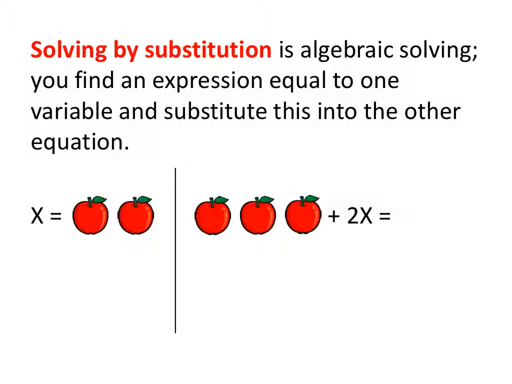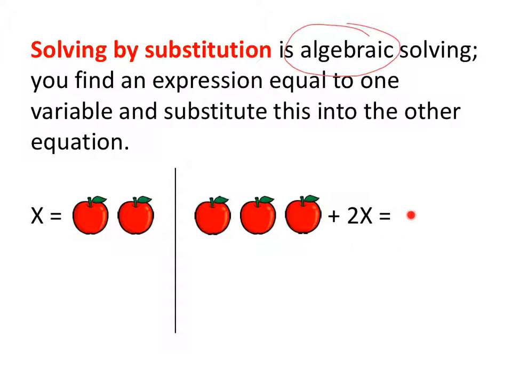When we talk about solving by substitution, we often refer to it as an algebraic method of solving. That means that we use algebra to help solve. In the method of substitution, we find an expression equal to one variable. So, for example, I might have already done some math to figure out that x is equal to 2 apples, and then we substitute that into the other equation.